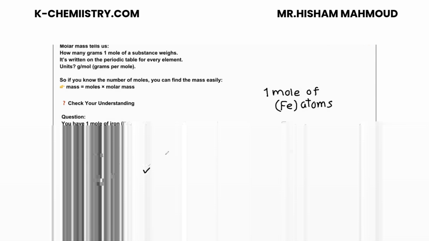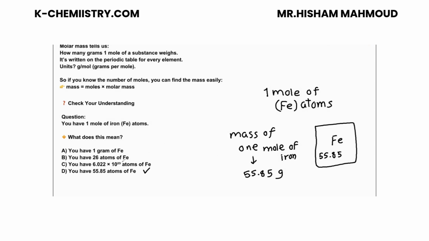You cannot say 1 gram. It does not weigh 1 gram. The mole of iron does not weigh 1 gram. You cannot say 26 atoms. 26 is very small. This is 1 mole, and a mole is 6.022 times 10 to the power of 23 atoms of Fe. So these two are correct, and these two are wrong.